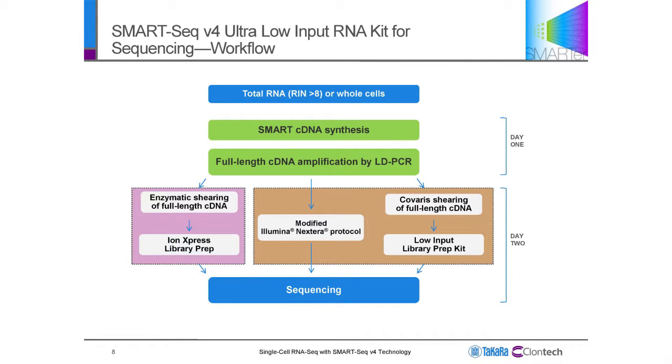So in green, you can see the workflow that I just described, the cDNA synthesis and the PCR. And like I said, we can take total RNA of good quality, this is RINs greater than 8, or whole cells. You can go into this workflow, and then because we're generating full-length cDNA, for most platforms, you do need to fragment that cDNA to appropriate sizes and add appropriate sequencing adapters.